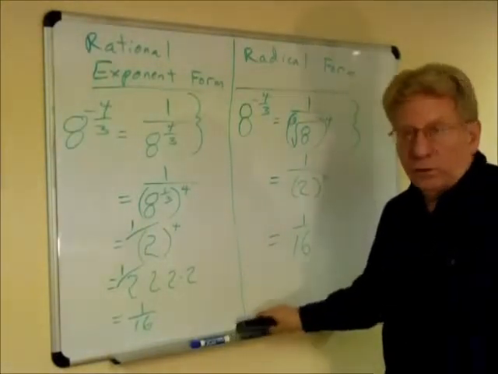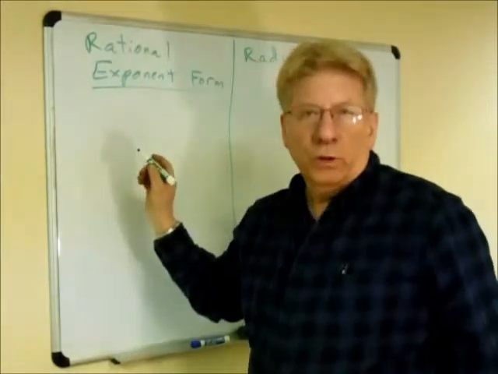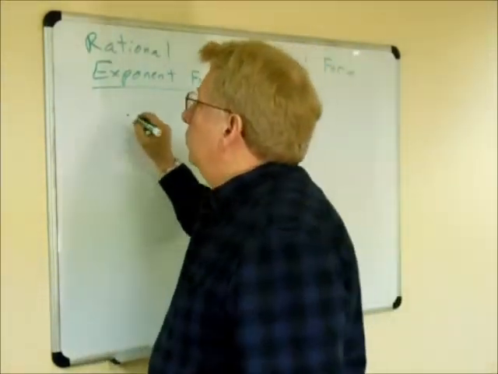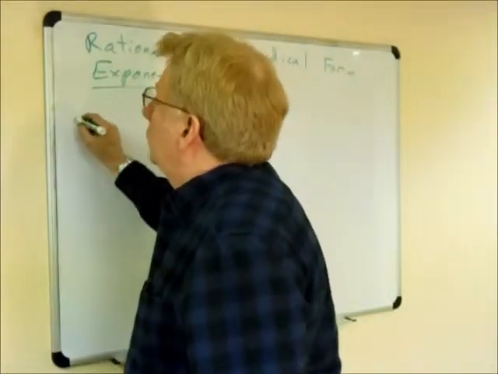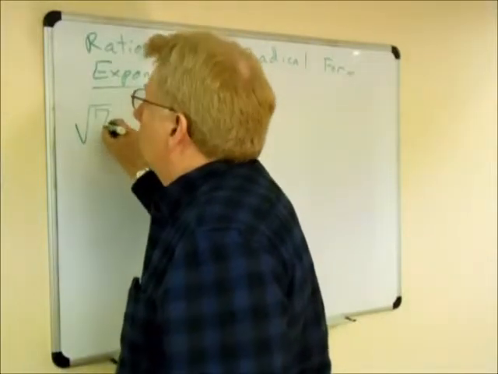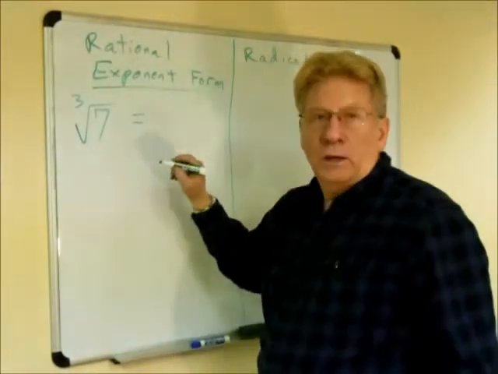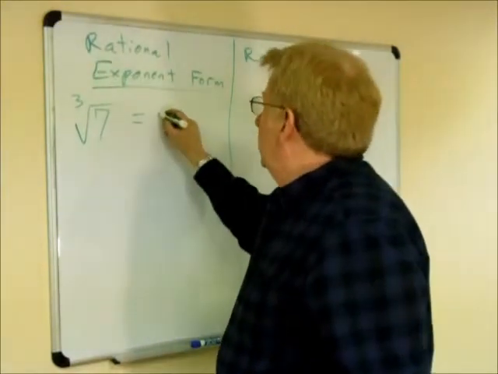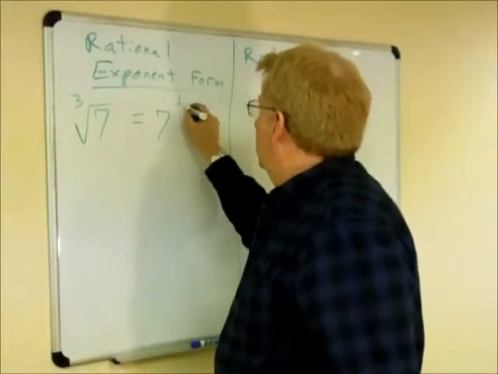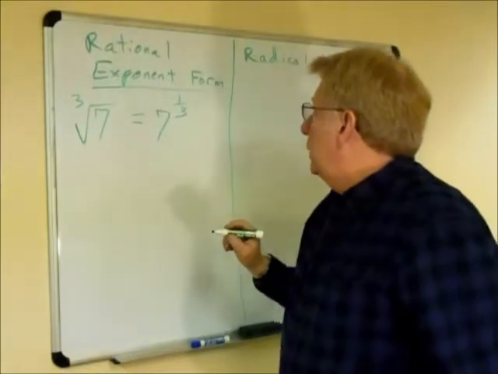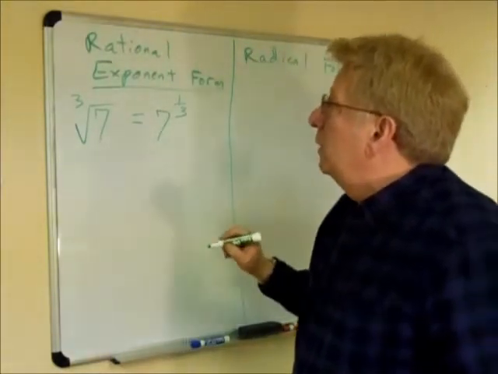Let's see if we can find another example. Some examples of rational exponent notation. We'll take 7 to the cube root, and to put that in exponent form, we would have 7 to the 1/3. That would be the rational exponent form of that.